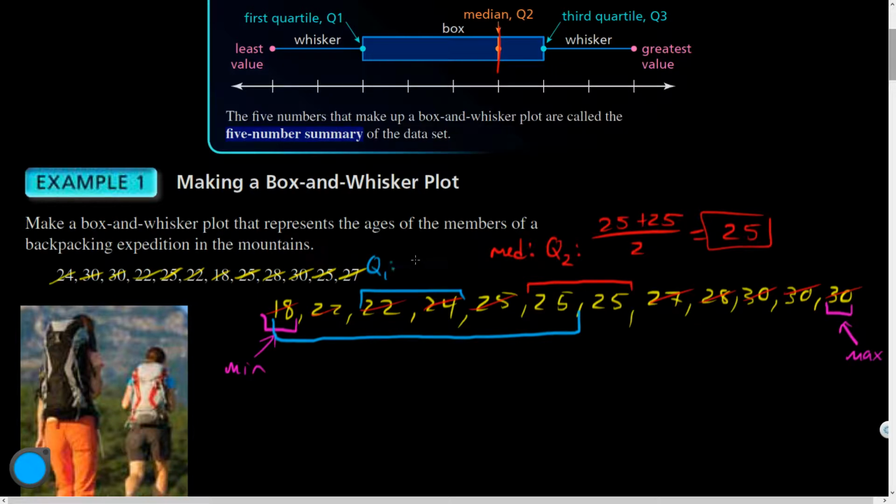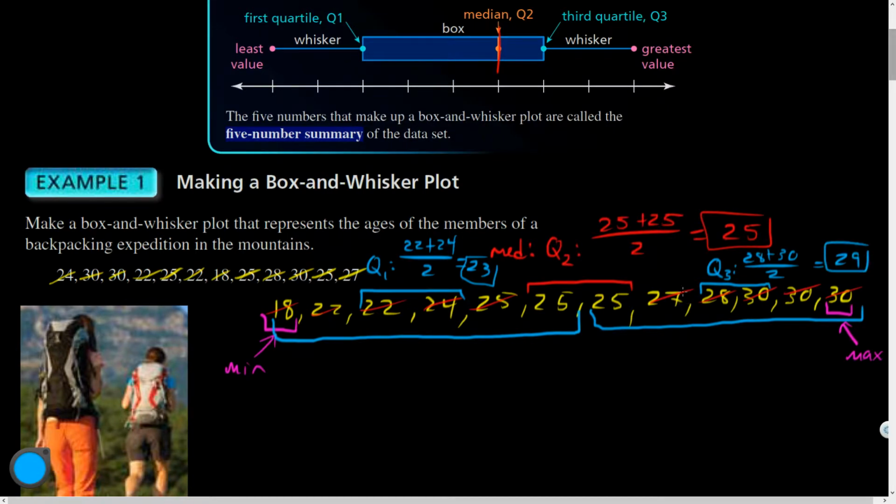So Q1 is going to be 22 plus 24, right? And yeah, you guys can see. And the upper half, the second half of data, has 2 numbers, 28 and 30. So Q3, I'll write it down even though you guys already know what it is: 28 plus 30 all divided by 2 is 29. All right, so that's how I find my 5 numbers.